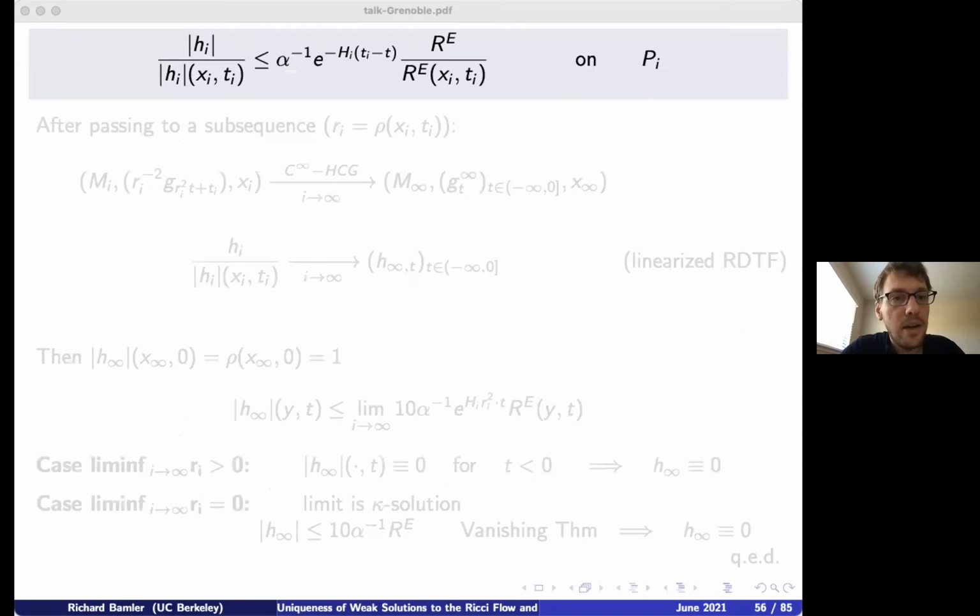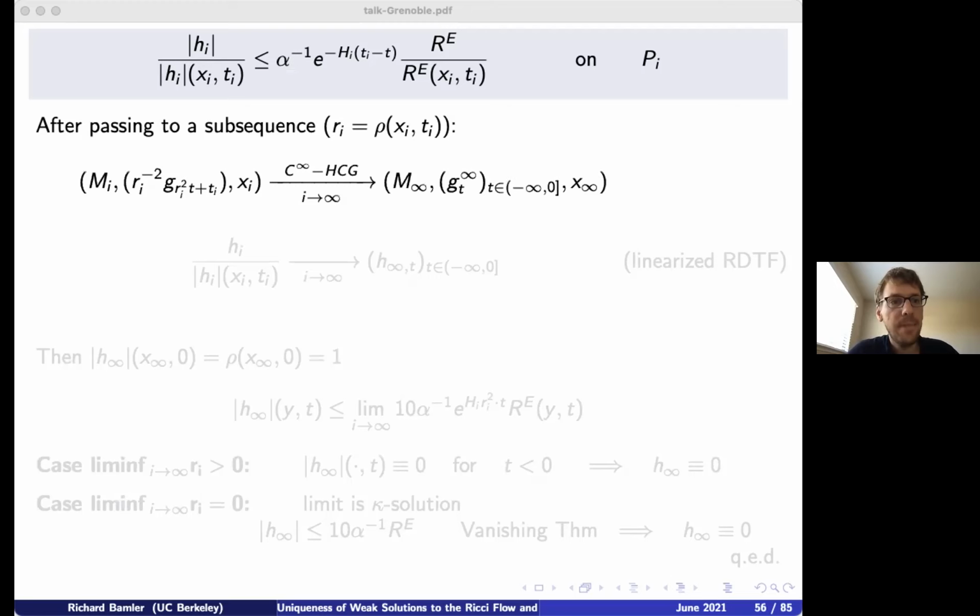Okay, so now let's assume this is true for any i. So now let me pass to a subsequence. Recall r_i is the curvature scale at x_i, t_i. Sorry, let me take a geometric limit of the rescaled flow. So I'm going to rescale the flow so that r_i corresponds to 1. So the curvature scale at x_i, t_i is 1. And I'm skipping some details here, but most of the time I can pass this flow to a limit. Okay?